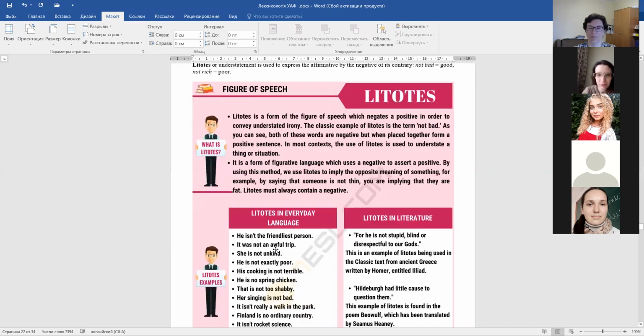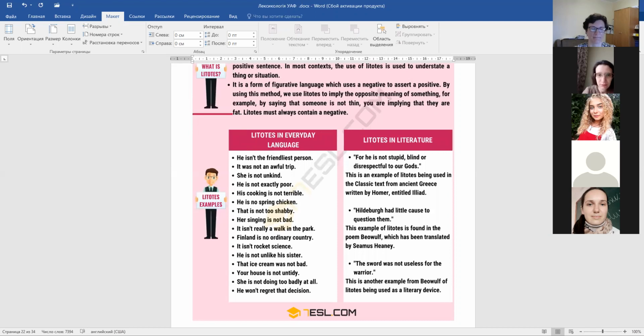So I give the examples, read the examples, please. He isn't the friendliest person. It was not an awful trip. She is not unkind. He is not exactly poor. His cooking is not terrible. He is no spring chicken. That is not too shabby. Her singing is not bad. It isn't really a walk in the park. Finland is no ordinary country. It isn't rocket science. He is not unlike his sister. That ice cream was not bad. Your house is not untidy. She is not doing too badly at all. He won't regret that decision.